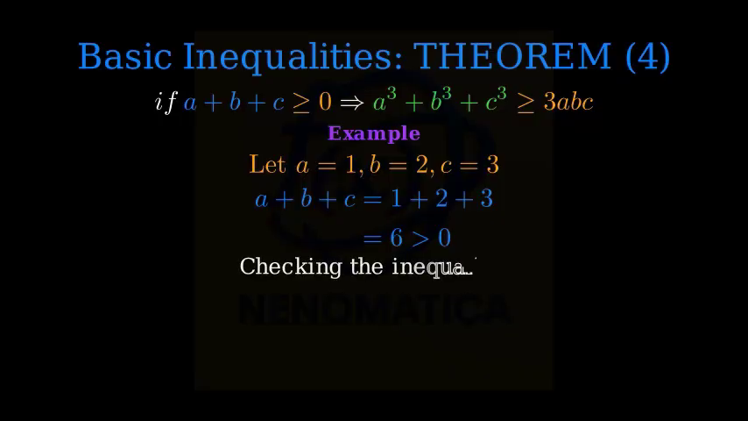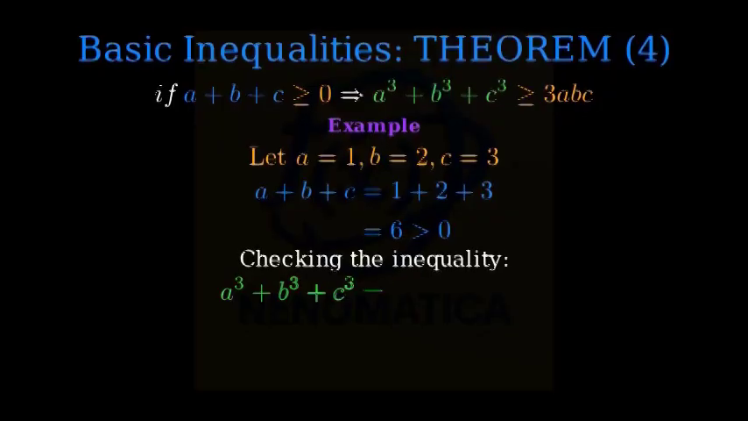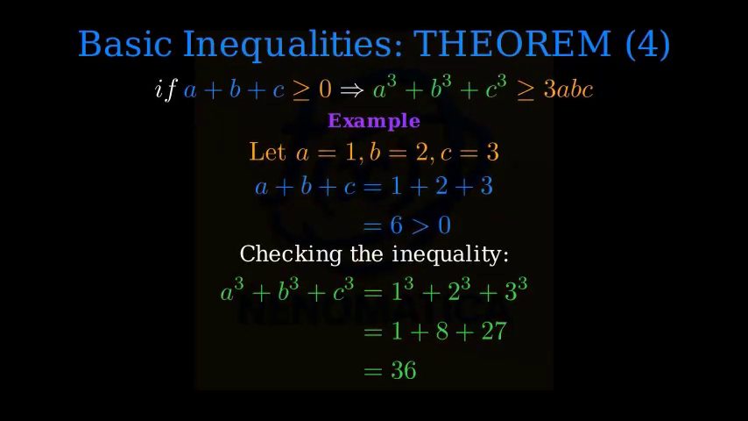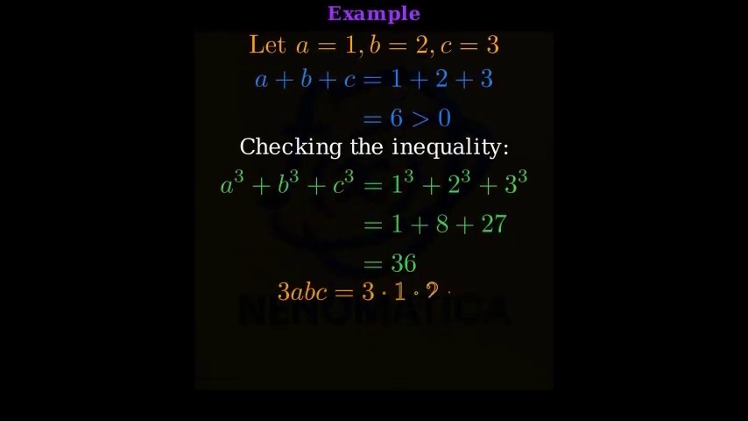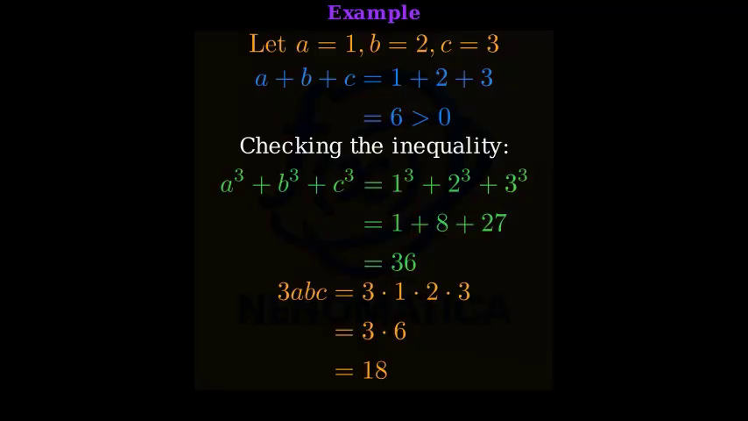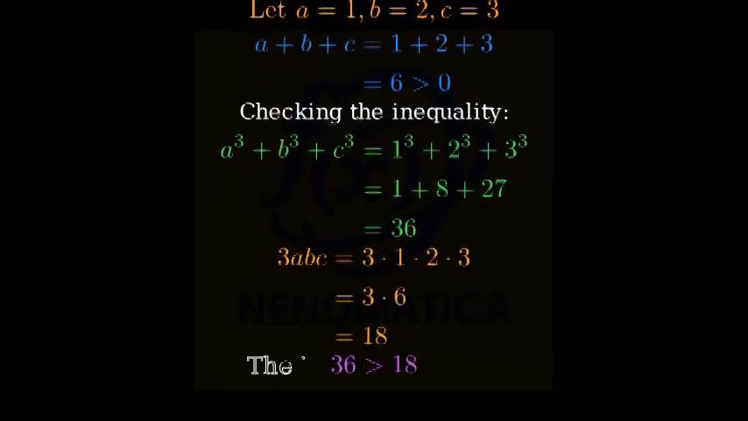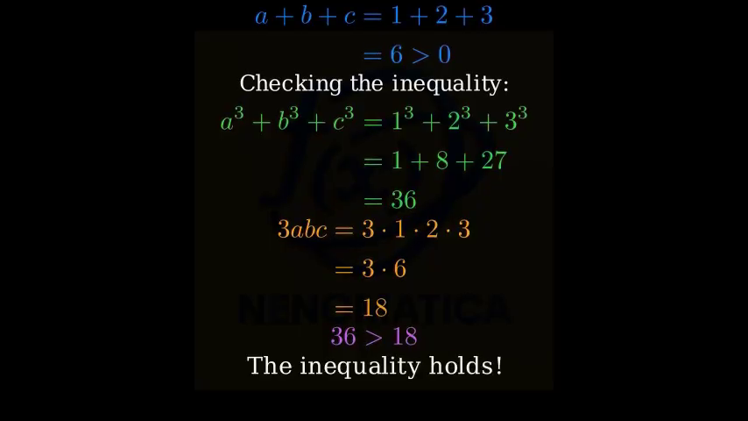Now, let's check if the inequality holds. We need to calculate a cubed plus b cubed plus c cubed and compare it with 3 times a times b times c. The left side is 1 cubed plus 2 cubed plus 3 cubed, which equals 1 plus 8 plus 27, giving us 36. The right side is 3 times 1 times 2 times 3, which is 3 times 6, equal to 18. Since 36 is greater than 18, the inequality holds for our example values.